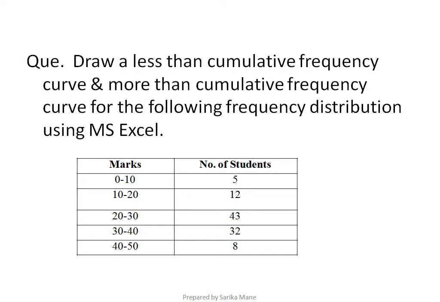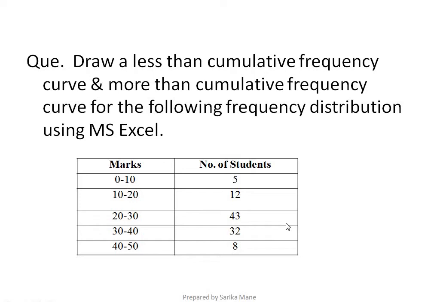And a preceding class before the first class is also taken into consideration for drawing the less than cumulative frequency curve, and its corresponding frequency is 0. Now how to find the less than cumulative frequency? 5 as it is, then 5 plus 12 is 17, then 5 plus 12 plus 43. In this way we are calculating the less than cumulative frequencies.